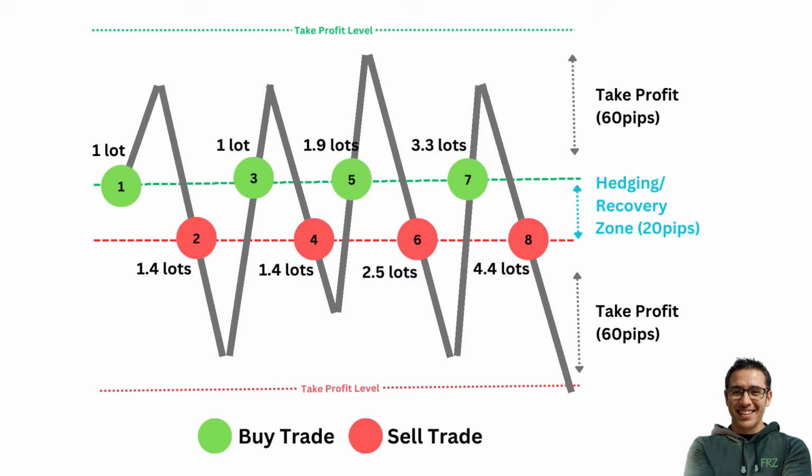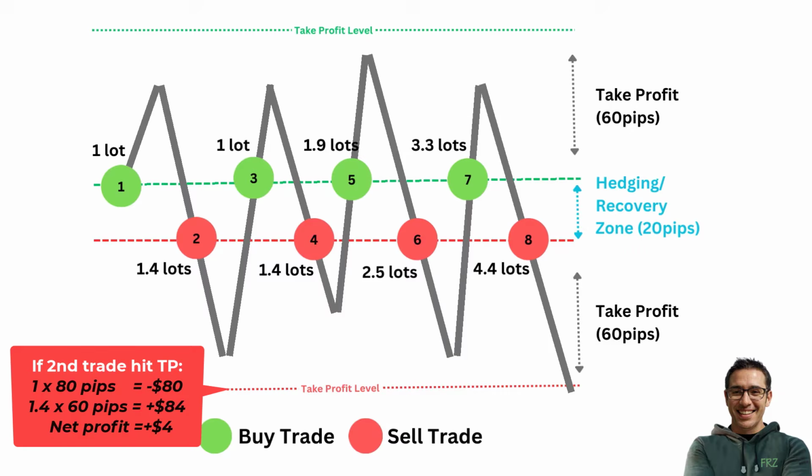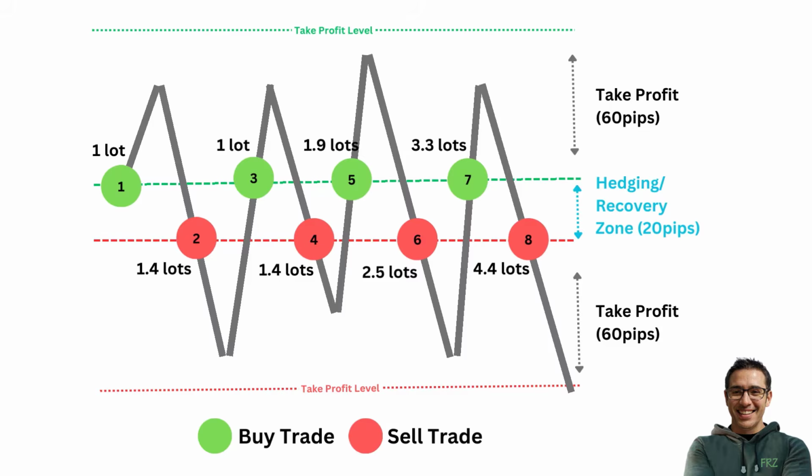Assuming the second trade hits the take profit and the pip value is $1, the trader would get a profit of $84 from the second trade while incurring a loss of $80 from the first trade. However, the trader would still have a $4 profit. But let's say that the second trade didn't reach the take profit either, and the price is going up again as given in the illustration.